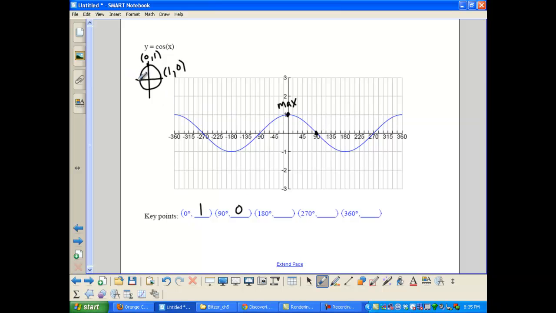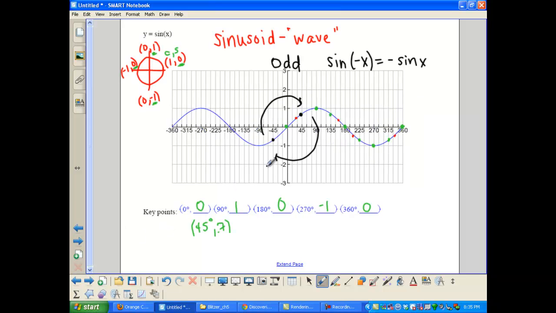Over here at 180, we should be at negative 1. That would be the min. And then we're going to come back up again. 270 is at 0, and you're coming home for 360. So I say that it goes from max to min to max, where I call the sine graph a bump and a dip.